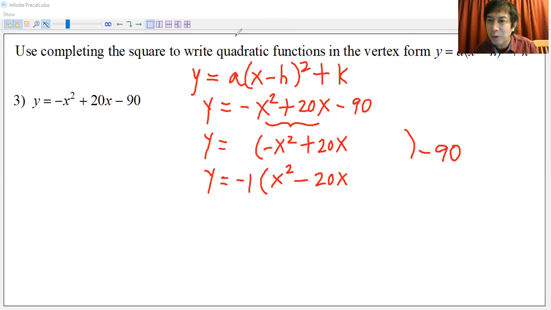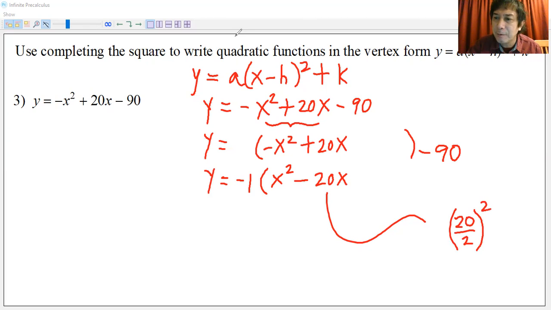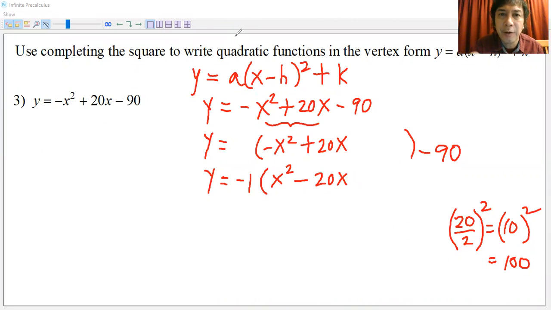All right, now at this point, you're going to use the 20. This 20 will be divided by 2, and the result we're going to square. So 20 divided by 2 is 10, and when you square 10, it's 100. So we're going to make use of the 100. We're going to add this 100, and we're going to subtract this 100.